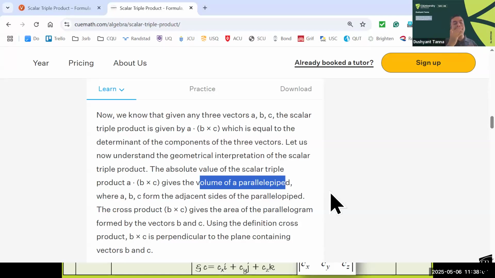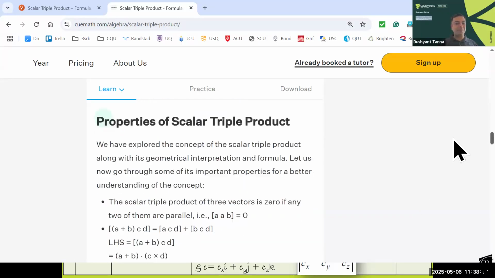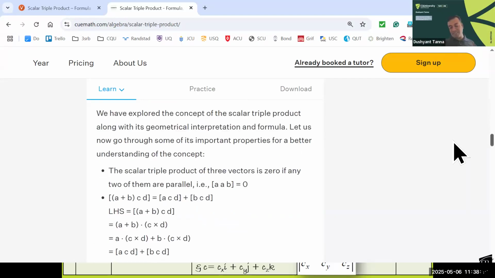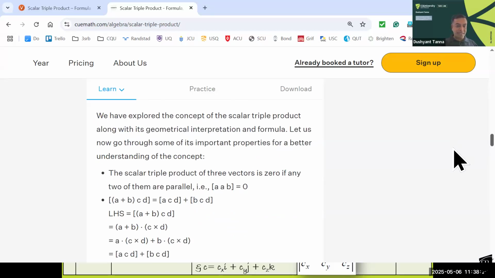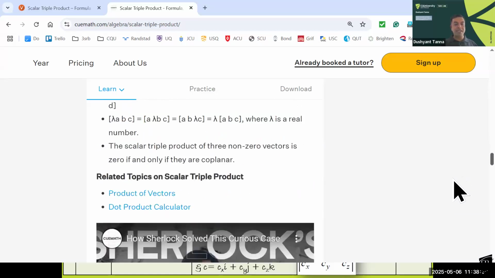So A and B are the base, and C is the height of that shape. So that's what it represents. That's nice stuff rather than just talking about definition and example. It's good, but it's not complete, I would say. And then a lot of explanation, right? So please spend some time reading it.